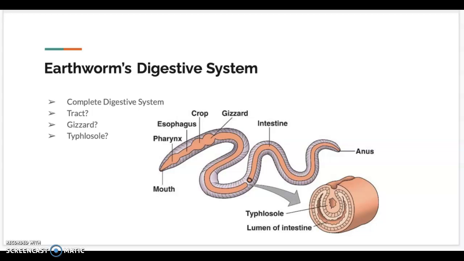And to follow along with the diagram right here, you have the mouth, the pharynx, which pulls the food in. It goes through the esophagus to the crop, and then passes the gizzard all the way down to the typhlosole. And then afterwards, it goes into the intestines and out of the anus right here.